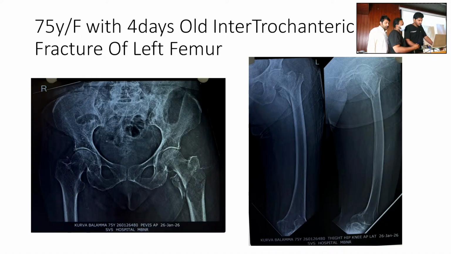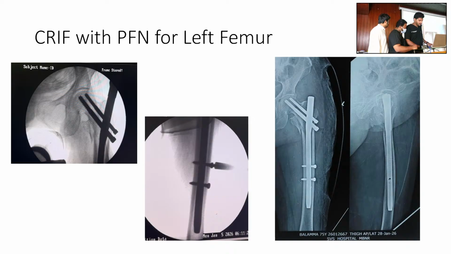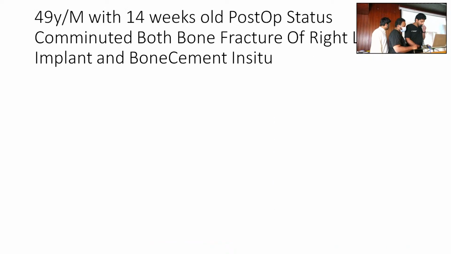75-year-old female with intertrochanteric fracture of the left femur, sir. Boyd and Griffin type 2. Then closed reduction with PFN for the left femur. Next.